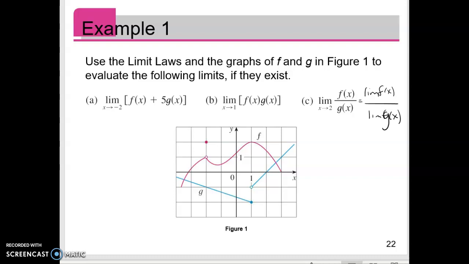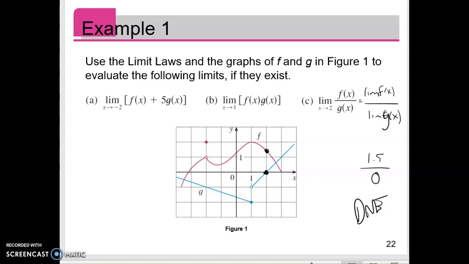So as x goes to 2 for f, what are we at here? That's 1, 2, that's up there somewhere. The limit and the function value are the same in this case, so we'll call that 1.5. And for g, as I approach 2, oh, that one's 0. Okay, good. So this one does not exist, just because I do have a limit that's 0 there.